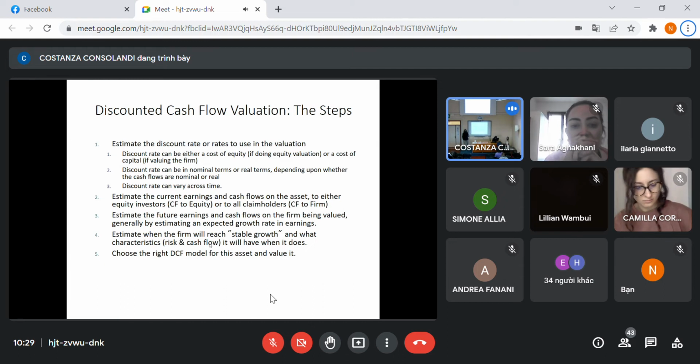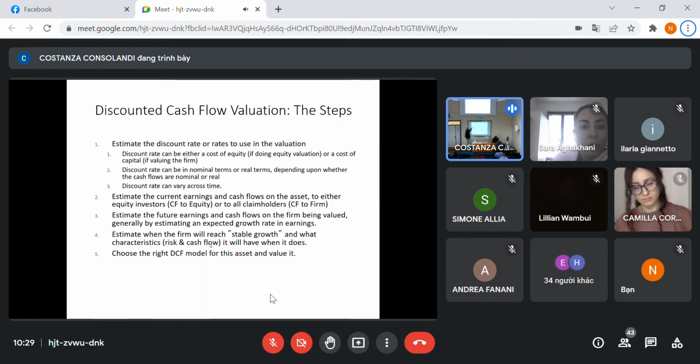It could be in nominal terms or in real terms. And of course, also here, never mix and match. If I have cash flows in nominal terms, I will use a discount rate in nominal terms. If I have cash flows in real terms, I will use a discount rate in real terms, okay? So never mix and match. This is one of the first principles, the most important principle in valuation. Never mix and match.